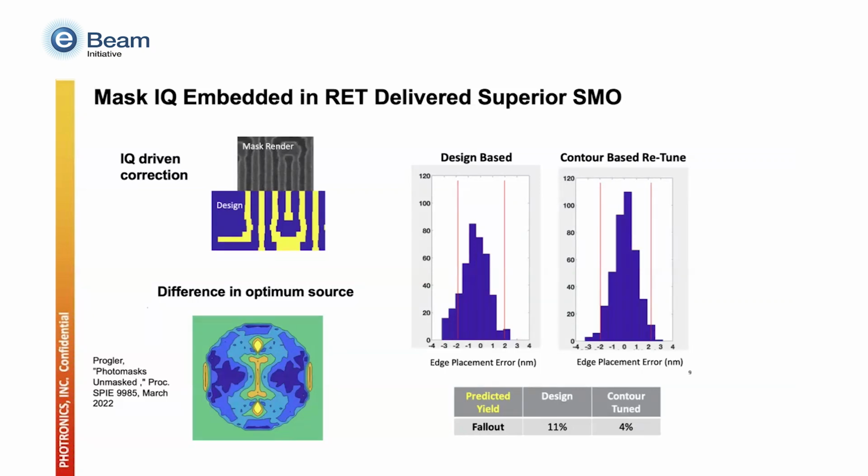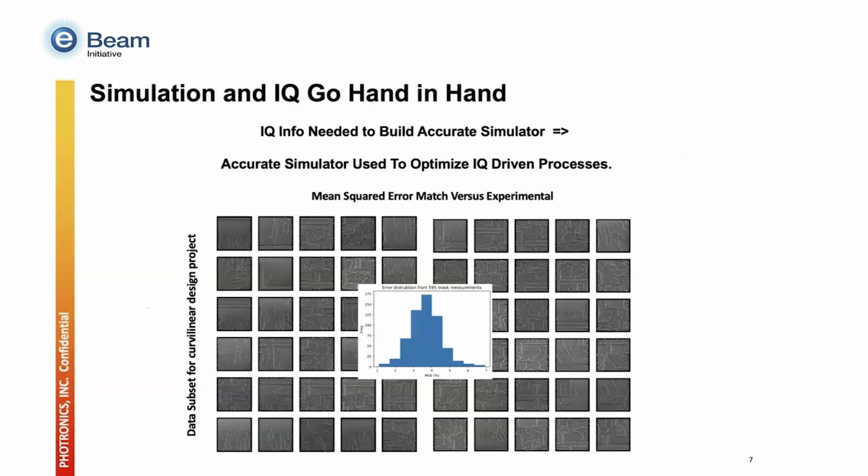So simulation, which I mentioned a few times in those examples, and image quality definitely go hand in hand in the following way. We need this image quality information, particularly 2D shapes-driven content on the mask, in order to build accurate models and do accurate simulations. Once we have accurate models and accurate simulations, we can then use that to optimize the image quality-driven processes. So these things kind of work in a loop.